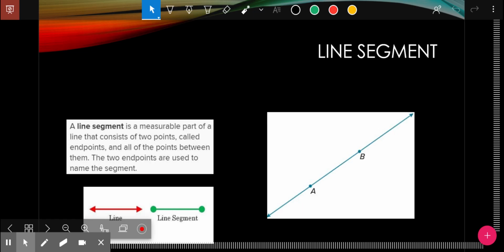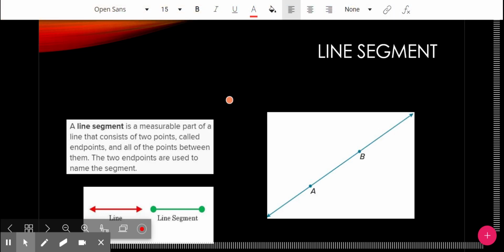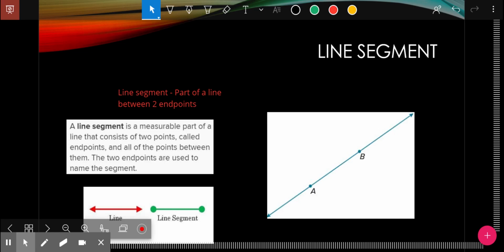Today's topic is the line segment. A line segment is a part of a line between two endpoints. The book's definition is right there, but I'm going to go ahead and type my definition in. Again, a line segment is the part of the line between two points that are called endpoints. That is the definition I go with. They say a line segment is a measurable part of a line that consists of 2 points called endpoints. Very similar.